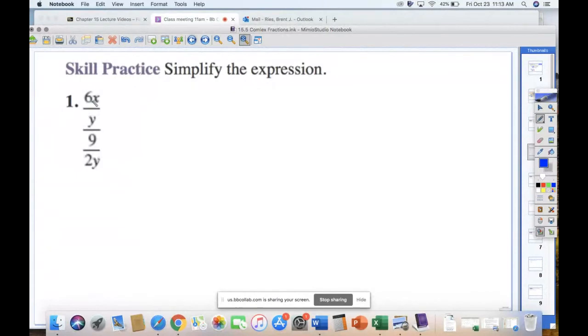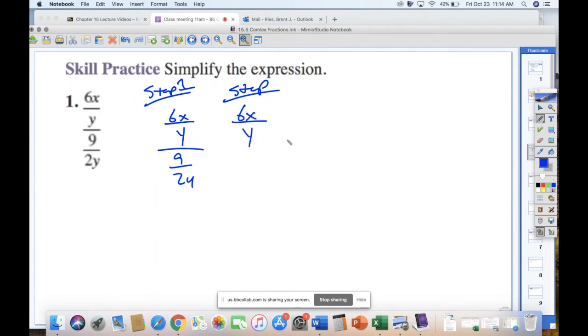Let's try this one. 6x over y divided by 9 over 2y. I think to myself, step one, is the top simplified? Yes, the top is 6x over y. It's simplified. Is the bottom simplified? 9 over 2y? Yeah, I can't do anything to simplify. It's already simplified. So now I can just jump to step two, which is write it horizontally: 6x over y divided by 9 over 2y.